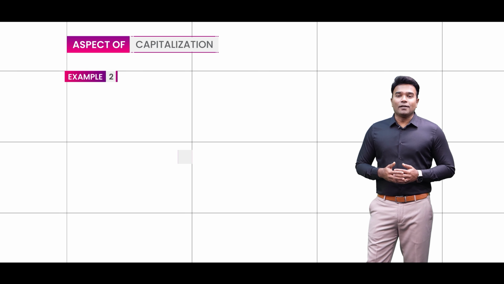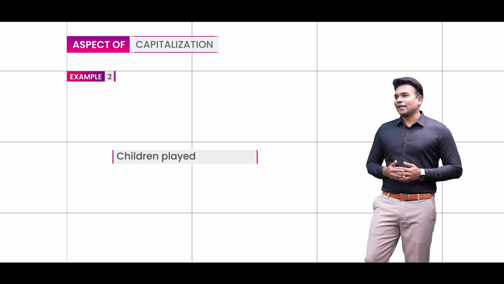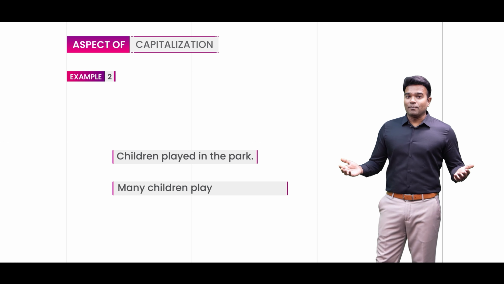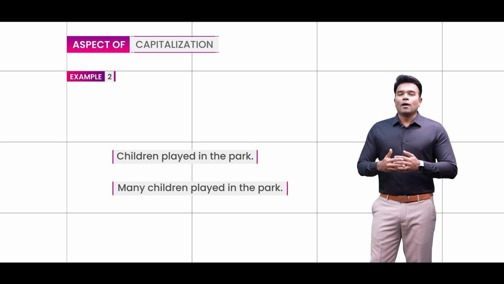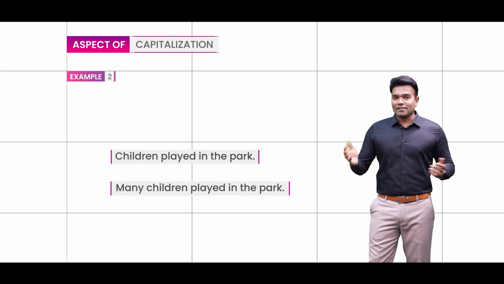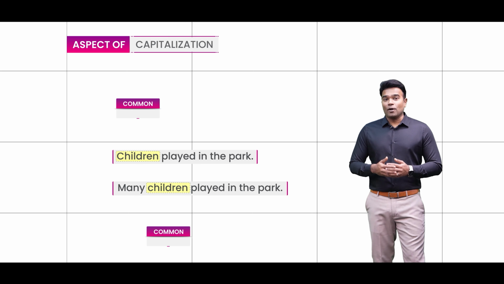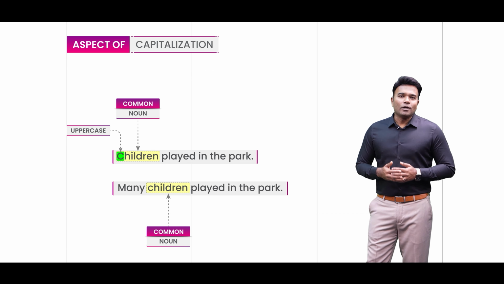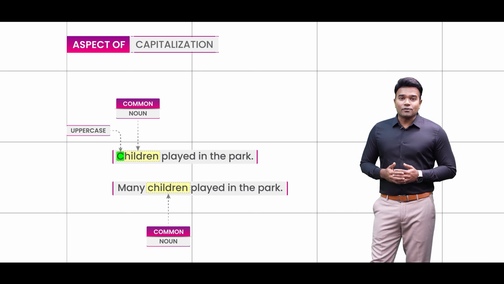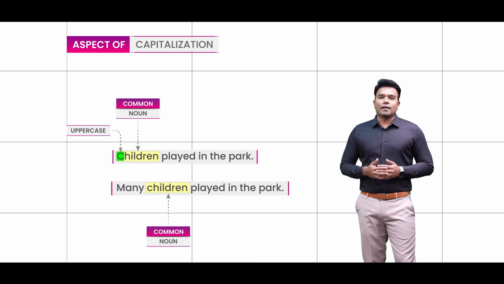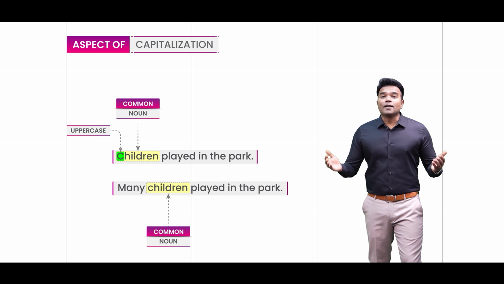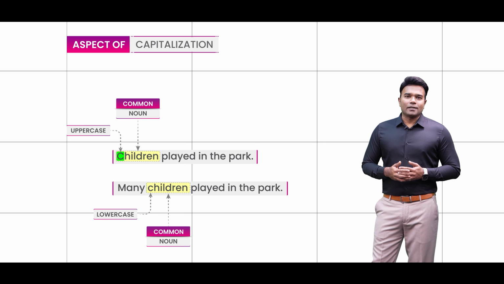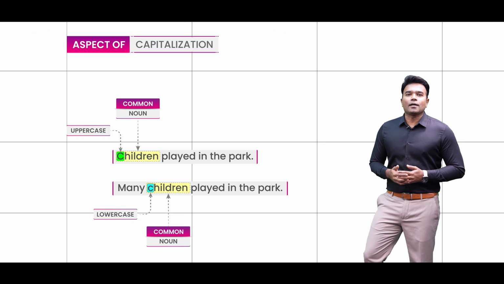Anyway, have a look at this example. Children played in the park. And then have a look at this sentence. Many children played in the park. Well, I'm sure by now you know that in both of these sentences, children happens to be the common noun, but in the first sentence, the C of the children is in the uppercase because the common noun is appearing at the beginning of the sentence. But in the second case, since the common noun is not present at the beginning of the sentence, it is going to be starting with a lowercase letter C. I hope I am completely clear with this as well.